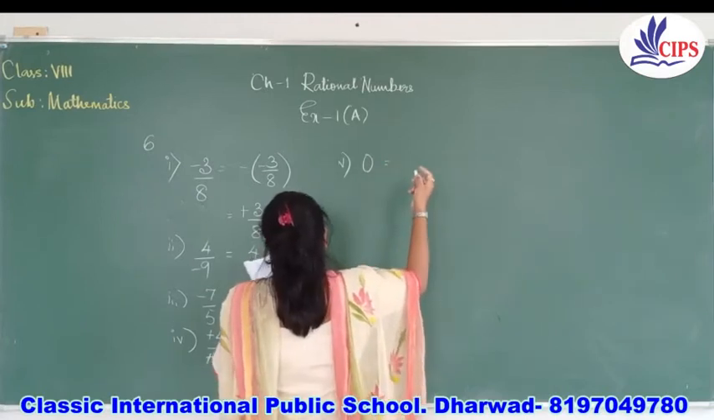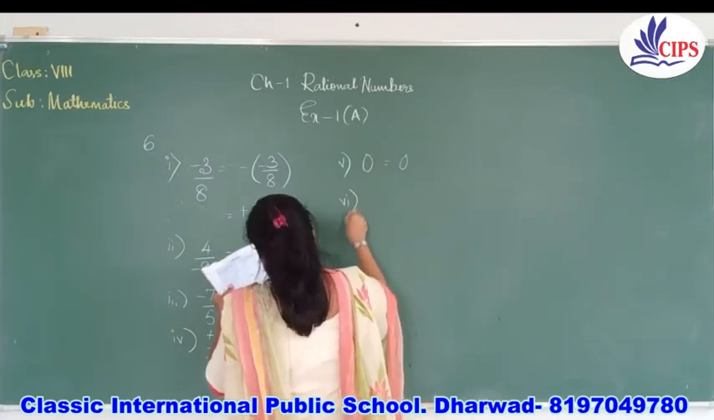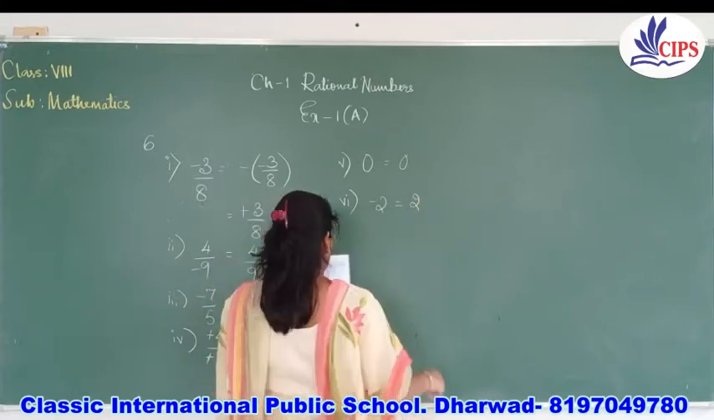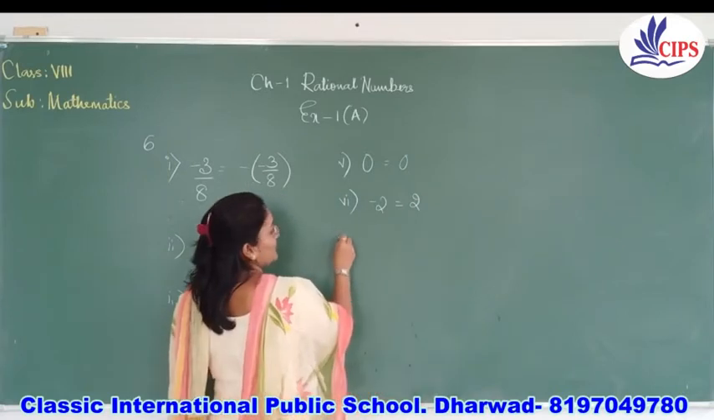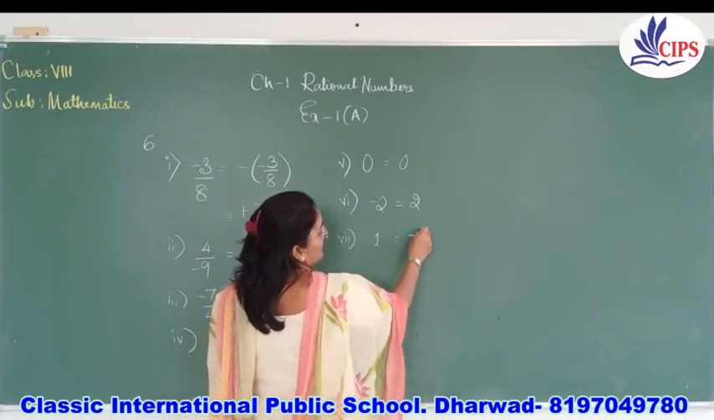Next, fifth one, we have got 0. So 0 has no negative or the positive sign. So 0 will be 0 itself. Sixth one, minus 2. As the number is negative, it becomes positive. Then seventh one, 1. It's minus 1.